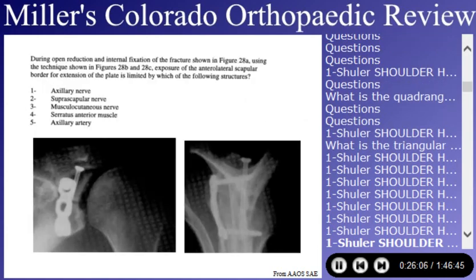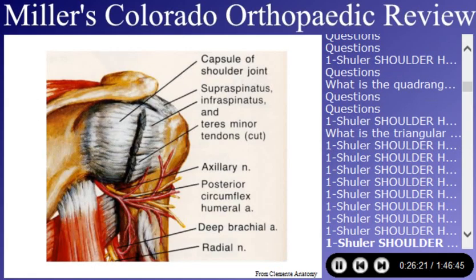During open reduction internal fixation of the glenoid fracture shown, exposure to the anterior lateral scapular border for extension of plate is limited by which of the following structures? What runs right underneath there? And I'll show you a diagram. It's axillary nerve. Axillary nerve, right underneath.